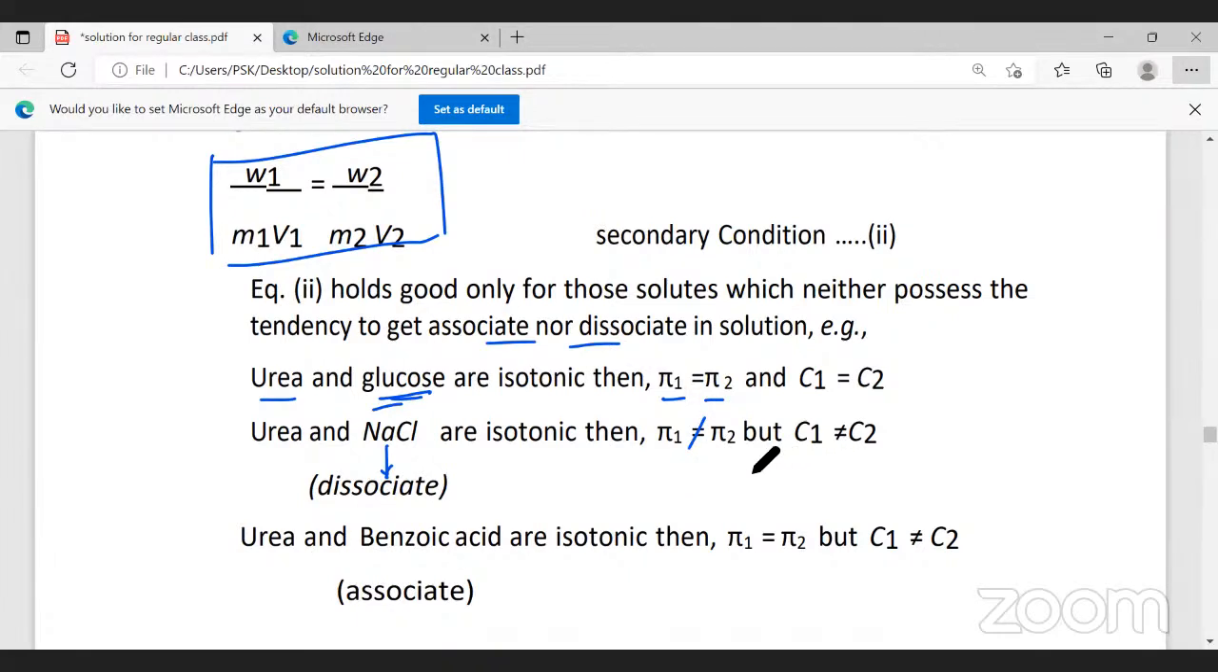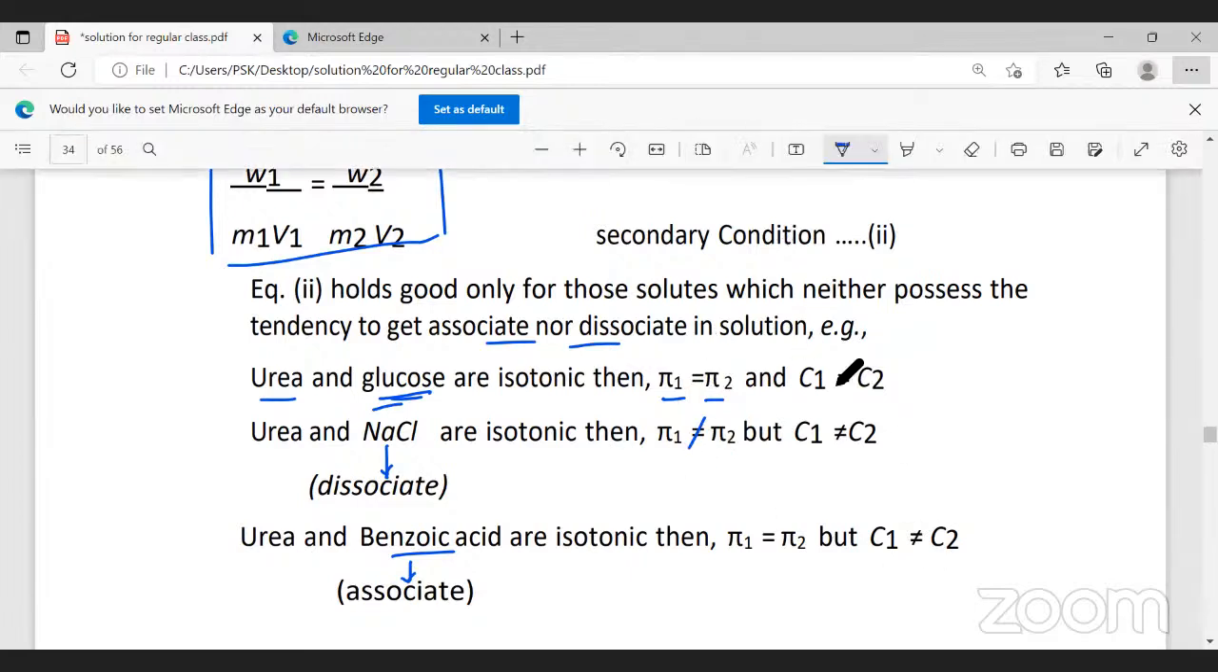Likewise, next we have urea and benzoic acid. They undergo association. Any carboxylic acid for that matter, they will associate. For urea and benzoic acid as isotonic solutions, pi 1 is equal to pi 2, but the concentration is not the same. Sorry, I made a mistake. Here also the osmotic pressure is equal, but the concentration is not same because they undergo association.